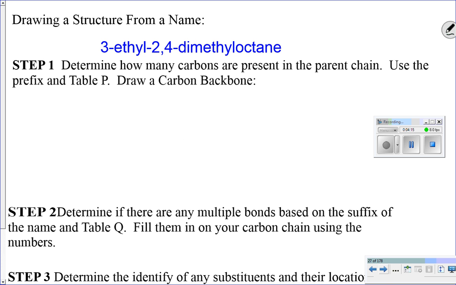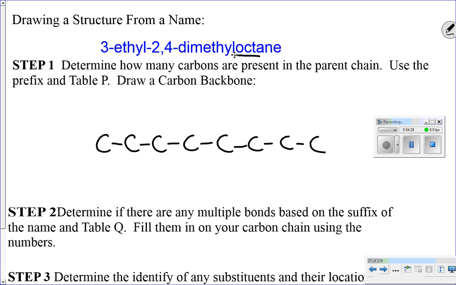Our next molecule, 3-ethyl 2,4-dimethyl octane. Oct means 1, 2, 3, 4, 5, 6, 7, 8. 3-ethyl means on carbon 1, 2, 3, we are going to put an ethyl group. An ethyl group has 2 carbons in it. The first carbon is able to fit 2 hydrogens. The second carbon fits 3 hydrogens.